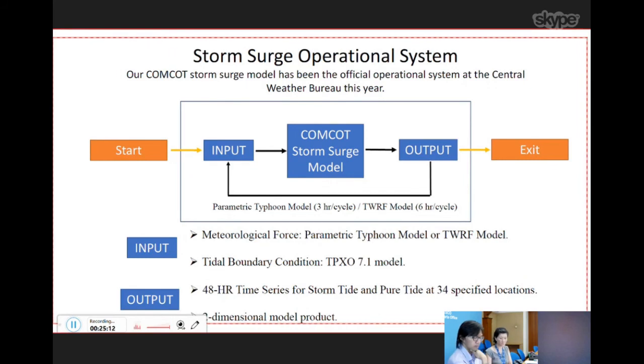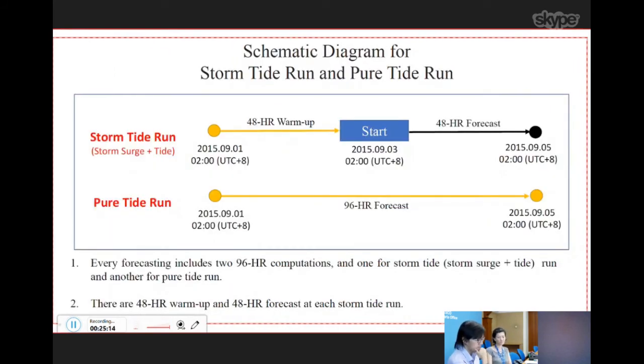These are examples of how we run the storm tide and the pure tide. This is the time point when the forecaster starts the system. We do a 2-day forecast, and we need a 2-day warm up. The pure tide does not have a warm up issue. So it's just some pictures to help you understand the prediction.